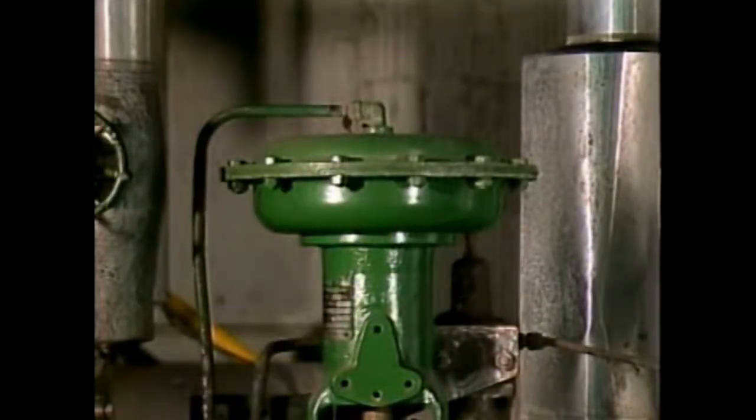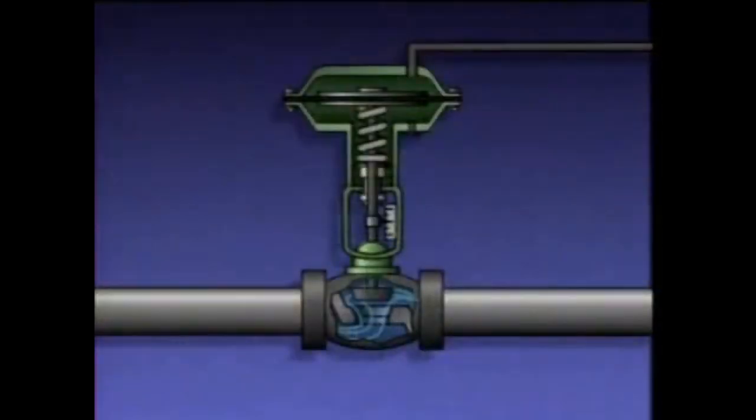A single-acting diaphragm actuator is called single-acting because air pressure acts on only one side of the diaphragm to position a valve. A typical single-acting diaphragm actuator consists of a casing, a diaphragm, an air supply port, an air vent, a spring, a stem, and a valve position indicator. The indicator shows the position of the valve.